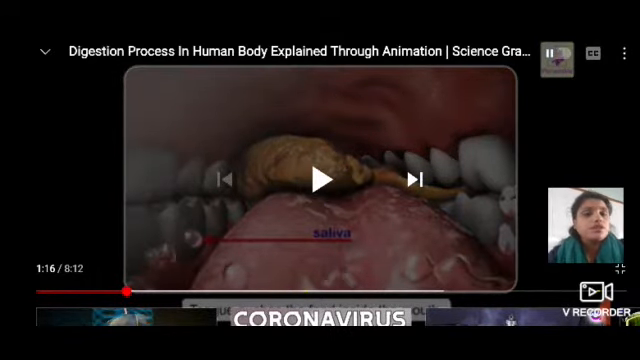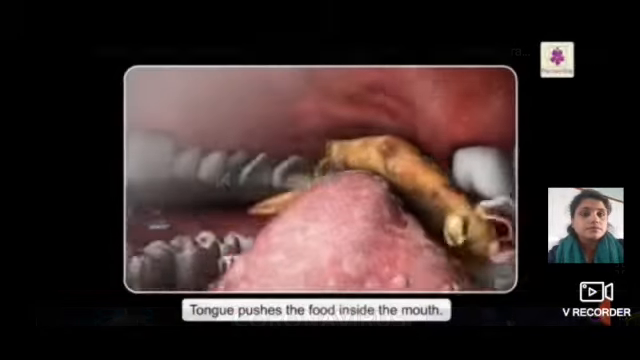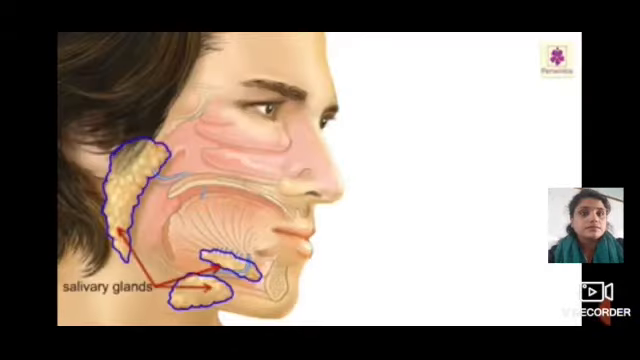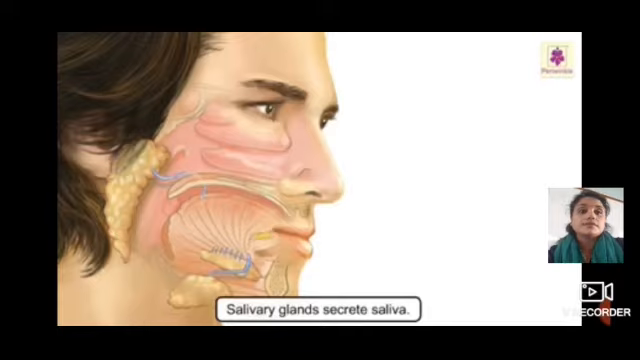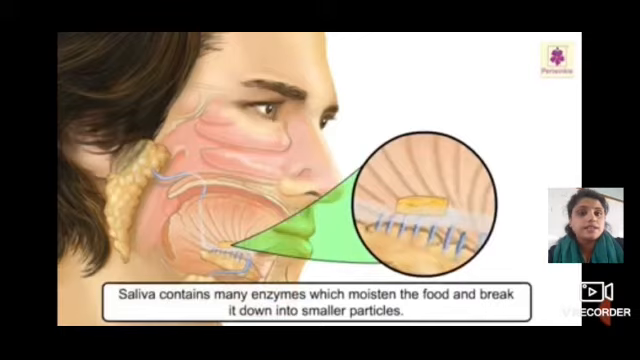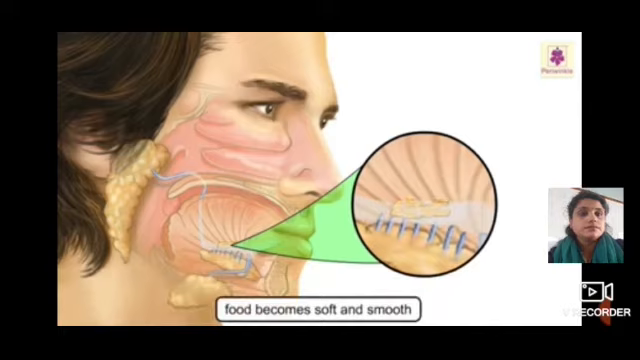Students, as you know, what is saliva? Saliva is a liquid present in our mouth, which mixes with the food. We have salivary glands in our mouth and cheeks, which secrete a liquid called saliva. Saliva contains many enzymes which moisten the food and begin to break it down into smaller particles, thus making it soft and smooth like a paste.